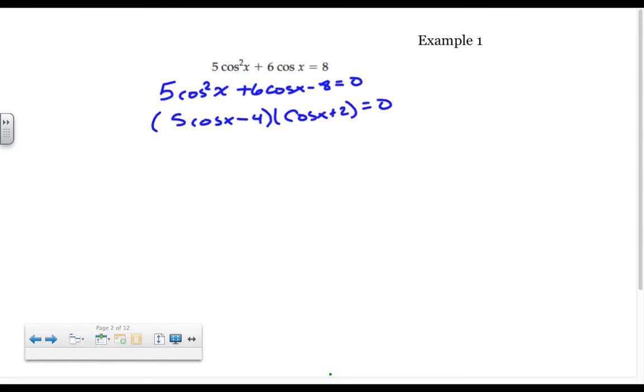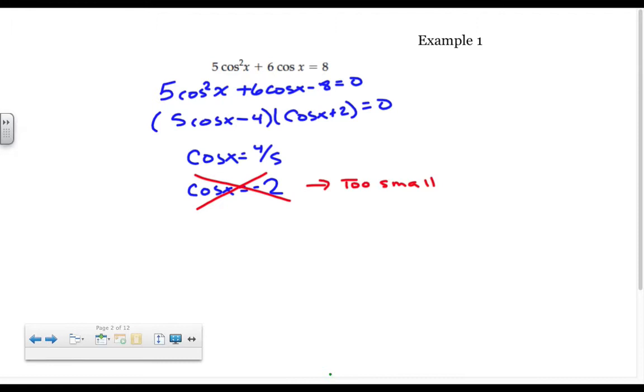So I end up with 5 cosine x minus 4 and cosine x plus 2 equals 0. All right, so cosine x equals 4/5 and cosine x equals negative 2. Now, if you remember from our chart, negative 2 is too small, so I can't use that. That won't work, so there's no solution for that one. So the only one that I'm going to deal with is the cosine of x equals 4/5.